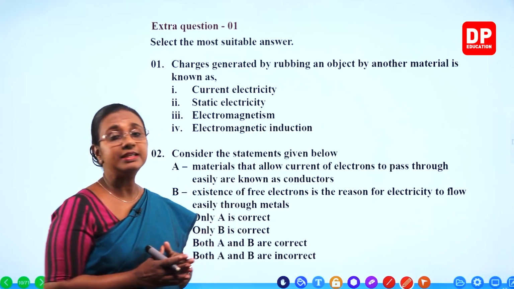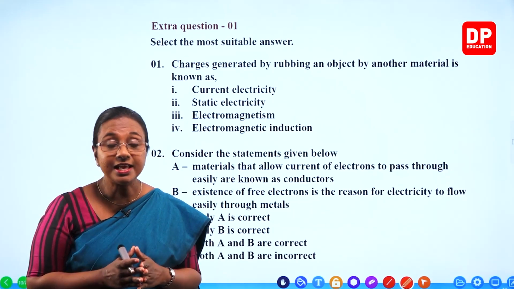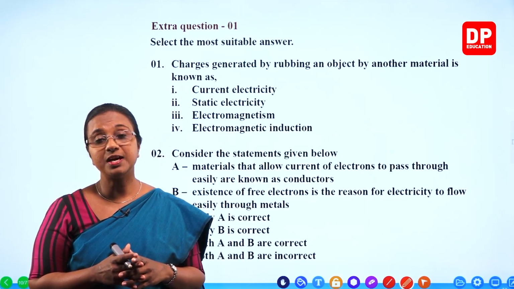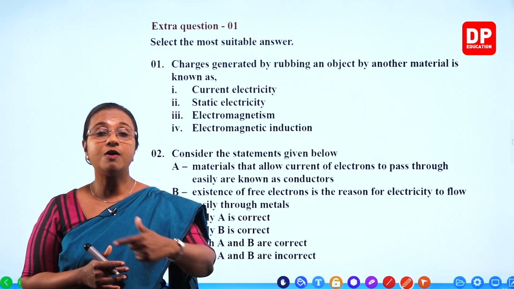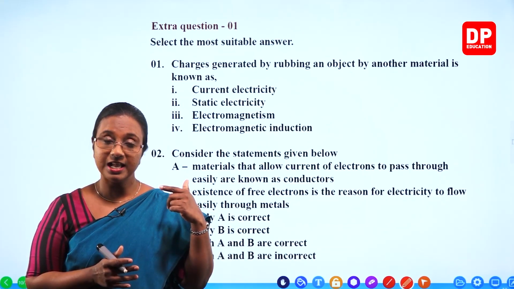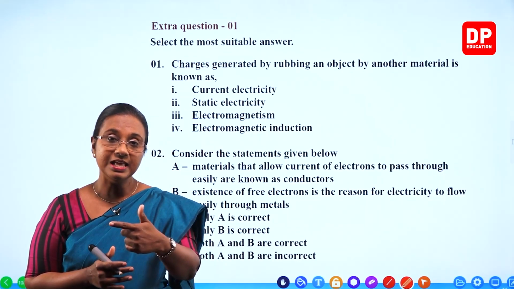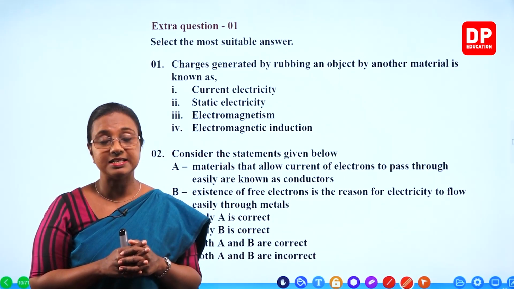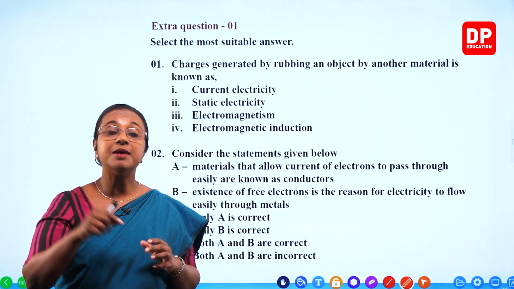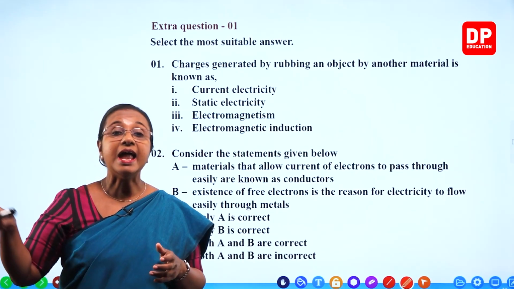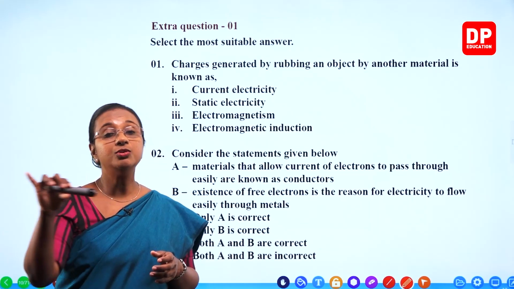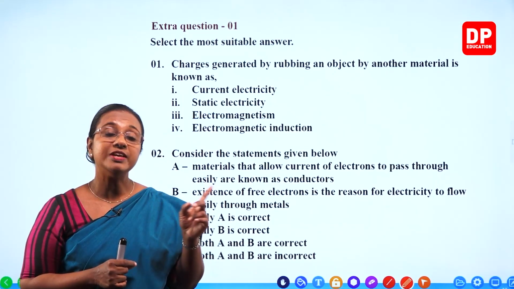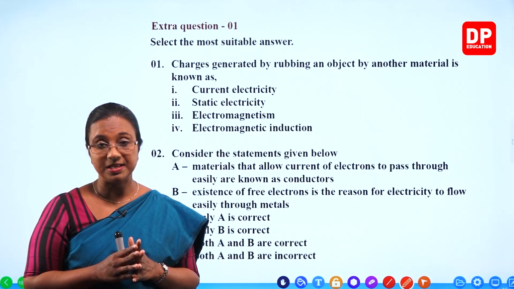Then electromagnetic induction. What is electromagnetic induction? You might have seen this also sometimes. You make a coil of a conducting wire. Using a conducting wire, you make a coil and you connect it to a circuit, maybe with an ammeter, and then you take a permanent magnet and move that magnet into and out of that particular coil. Then you will see a deflection in the ammeter.